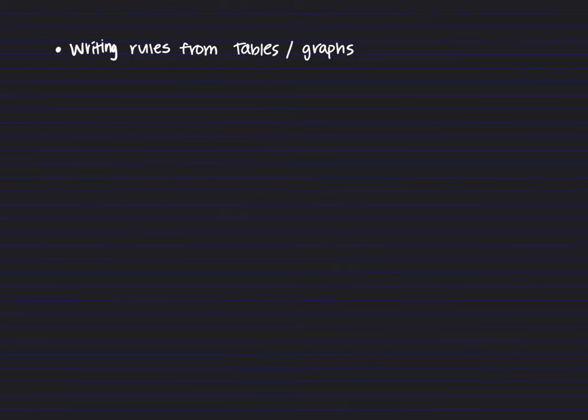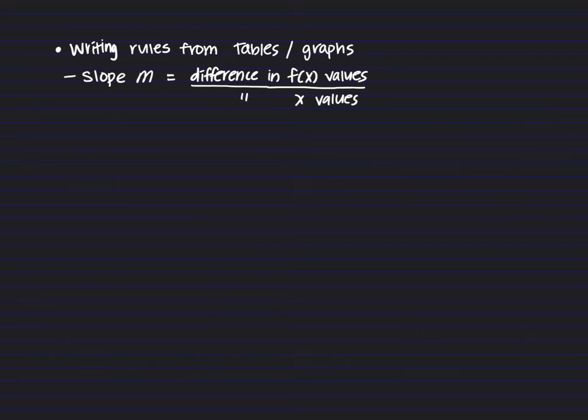Now, writing rules from tables and graphs may be a little harder, especially for tables, because you may not see the direct relationship easily. So we're going to follow the pattern. We know that the slope m is rise over run, or the y value over the x value. First you're going to look for the slope m, which has two parts: the difference in f of x values, which is the same thing as the y values, over the difference in x values. So you're going to find the difference in those two parts. Basically your usual y values are just going to be replaced with f of x, and your x values are going to stay the same.